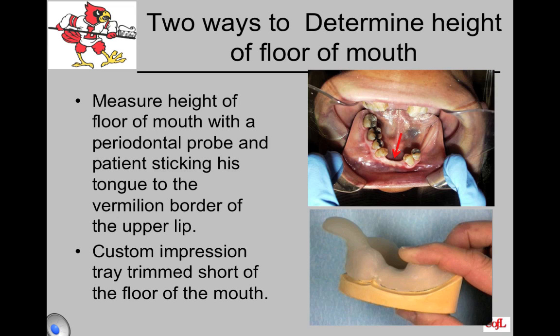Another way is to take a custom impression tray and place it in the mouth and trim it until it is short of the floor of the mouth when the patient sticks his tongue to the vermilion border of his lip. Then use that tray for an impression and have the patient stick his tongue out during the impression. That way you capture the functional floor in the impression and, in turn, in the final poured-up cast.